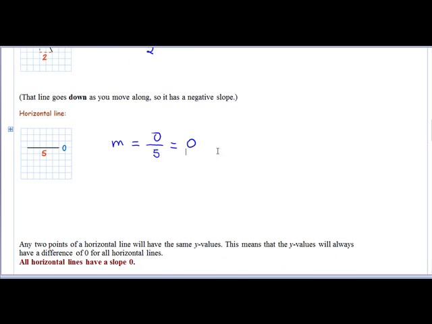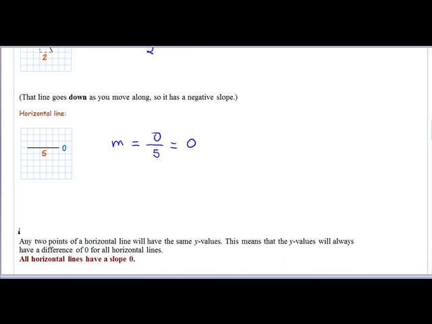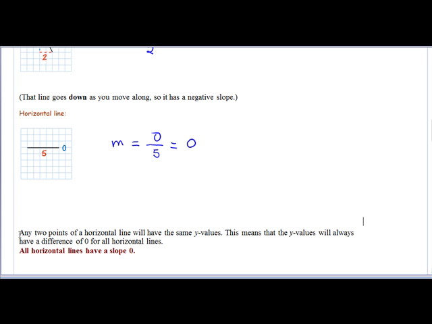Okay? So for any 2 points of a horizontal line, we have the same value of y. So that's why the change in y is 0. So all horizontal lines have a slope of 0.